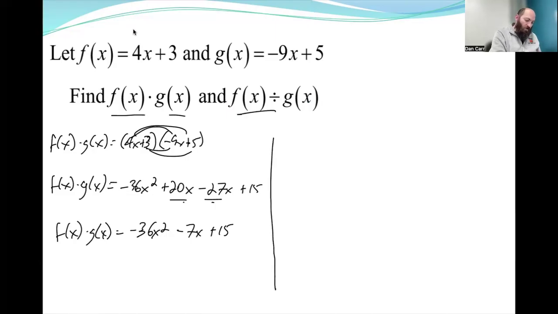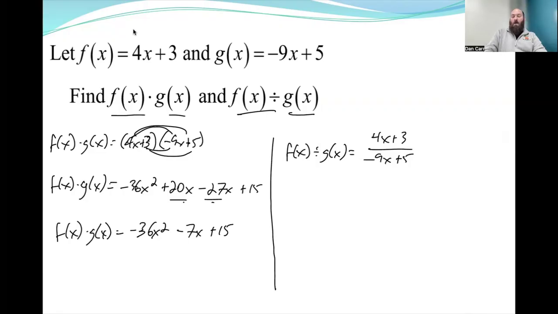Division, make sure you do the first one divided by the second one. To show division, the easiest way to do it is with fractions. So that means f of x divided by g of x is going to be equal to 4x plus 3 over negative 9x plus 5. Now, that's it. There's nothing else to do. I'm not going to go through and actually divide this out. I am going to do a quick analysis.